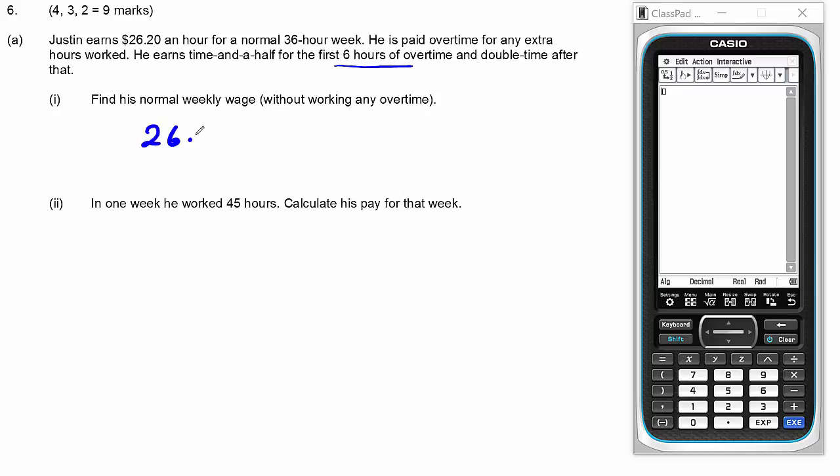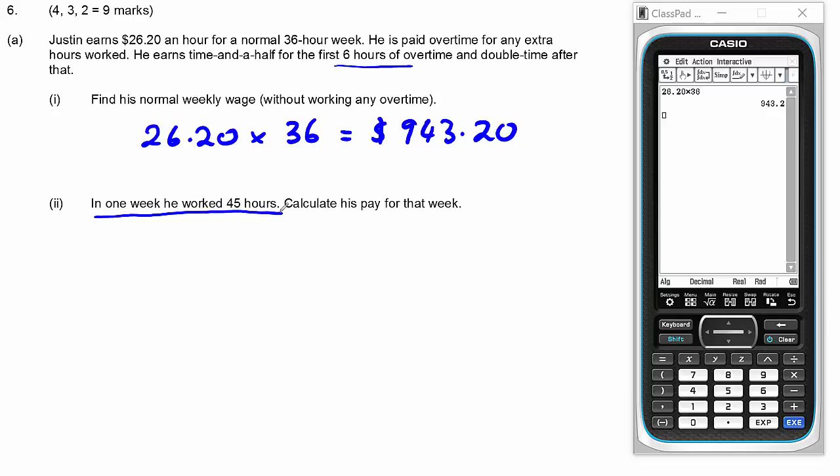Well, we know he gets paid $26.20 an hour, and a normal week is 36. So 26.20, multiply that by 36, and that's $943.20. In 1 week he worked 45 hours.